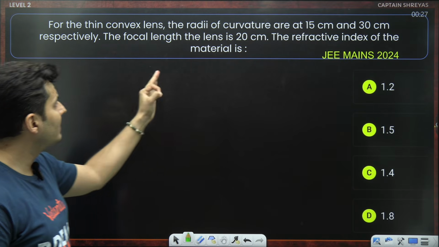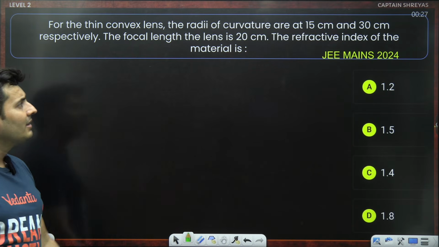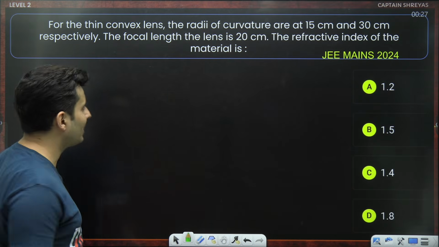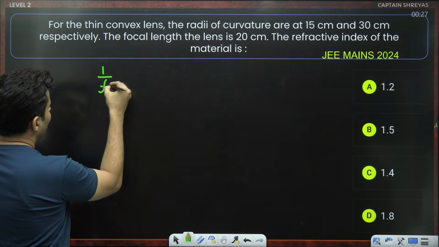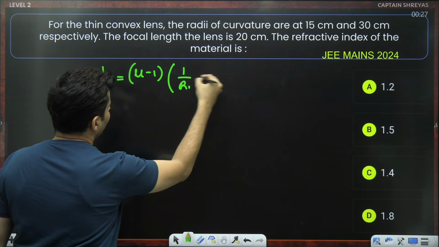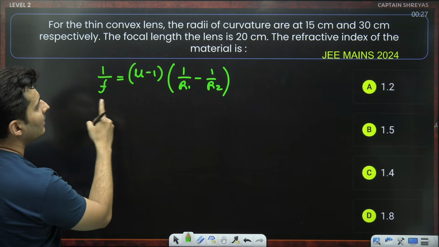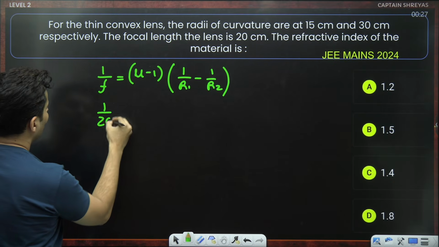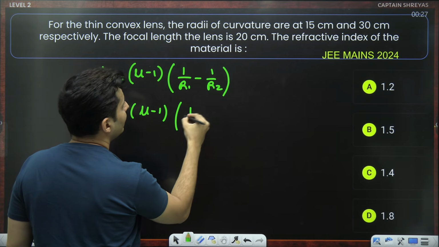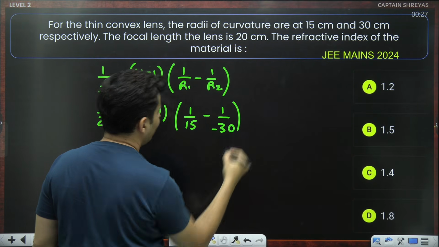For a thin convex lens, the radii of curvature are 15 and 30. The focal length is 20. The refractive index is? I believe this is a question on lens maker formula. Correct. So 1 by f is equal to mu minus 1 times 1 by R1 minus 1 by R2. What is the focal length? That is given to be 20. What is the refractive index? That's what we have to find. What is R1? Well, that is 15. What is R2? Well, that is 30, but don't put 30, it is minus 30.